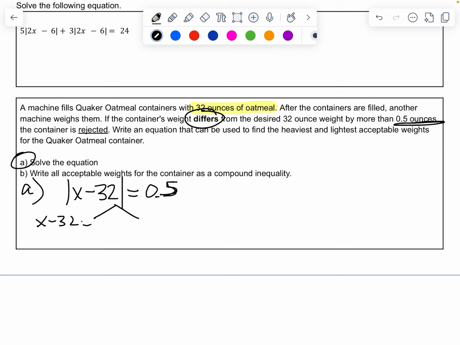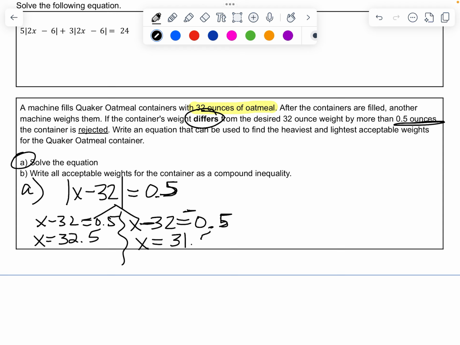And then of course, what would happen if instead of a positive 0.5 in the bracket, it would be a negative 0.5 in the bracket. Well, I would add 32 to both sides, and I have 32.5 for one x value, and for the other x value, I would add 32 and I actually get 31.5. So when I solve this specific equation, I get two solutions, which I expected because it's set equal to a positive number.